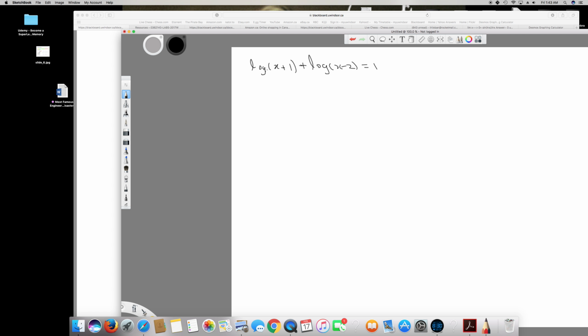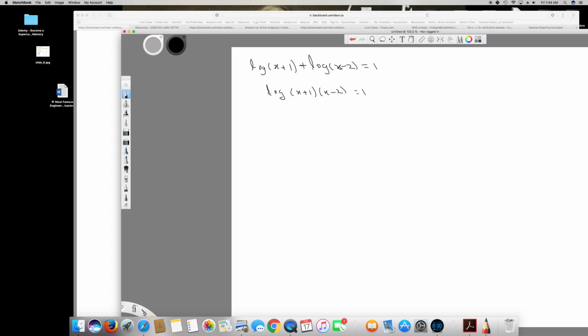If they have given two log additions, we can put them together. When we make them together, it's going to multiply, because when you add two logs, you multiply. So log of (x + 1) times (x - 2) is equal to 1.